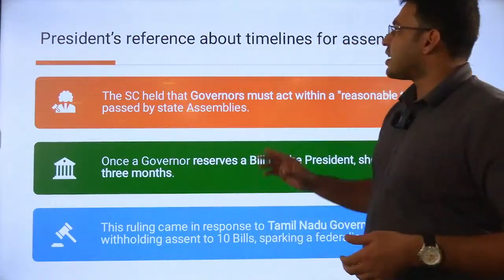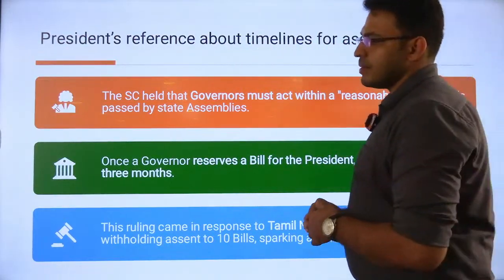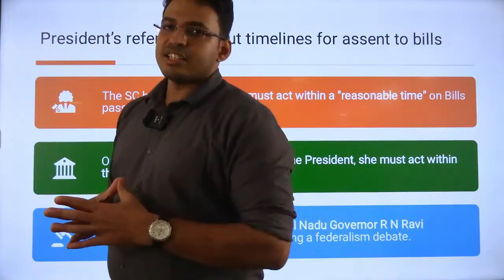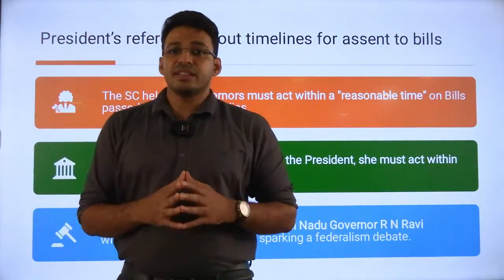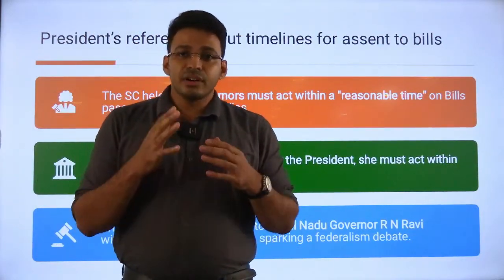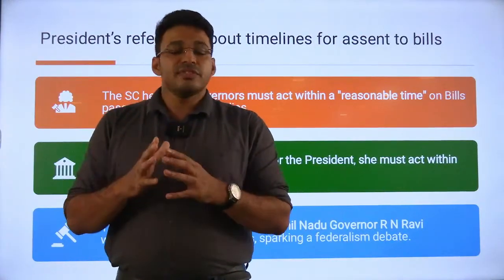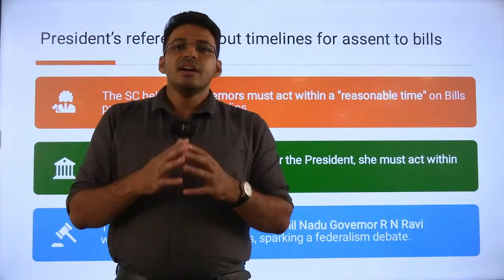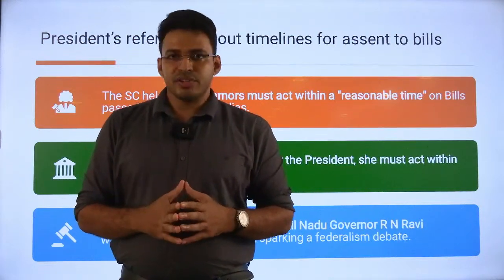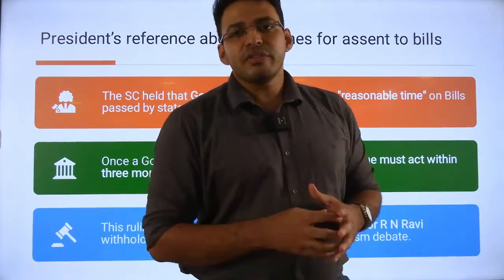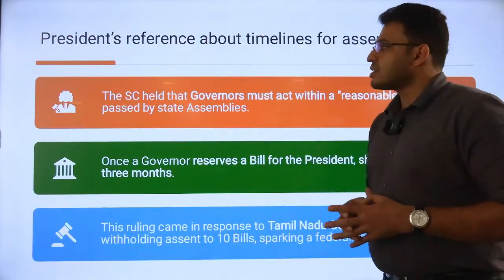The President's reference about the timeline for assent to bills. The Supreme Court passed a judgment that the President must give his assent within 3 months after the receipt of a bill, which is not mentioned, or is not part of the constitutional provision. So the President of India asked the Supreme Court.